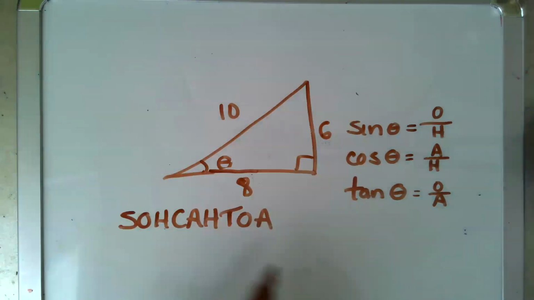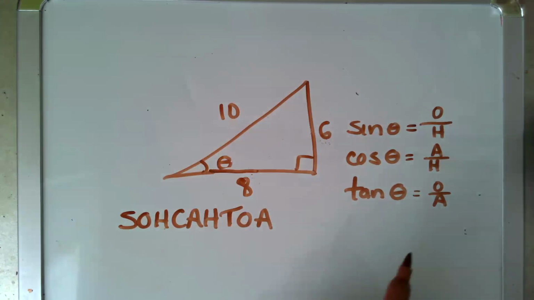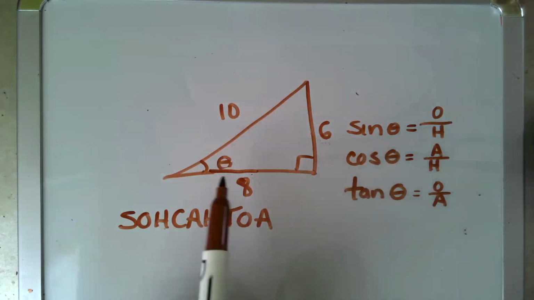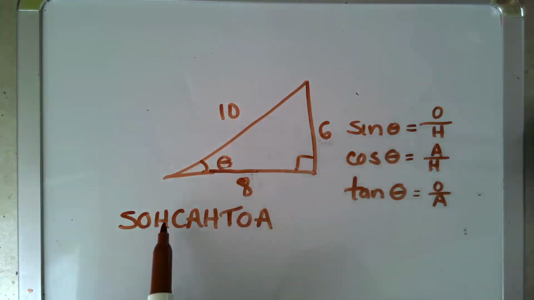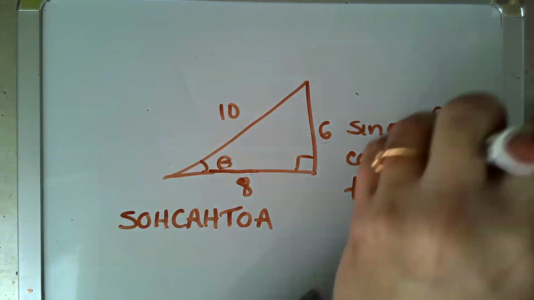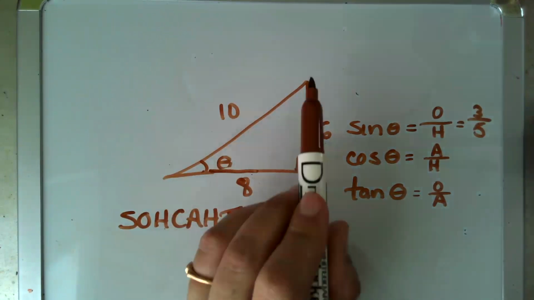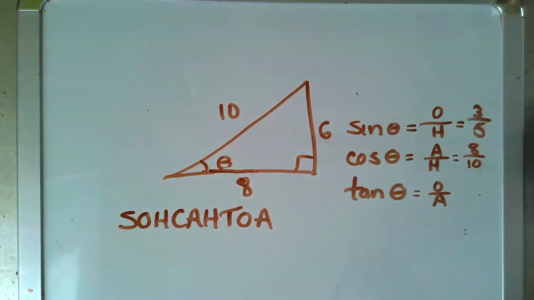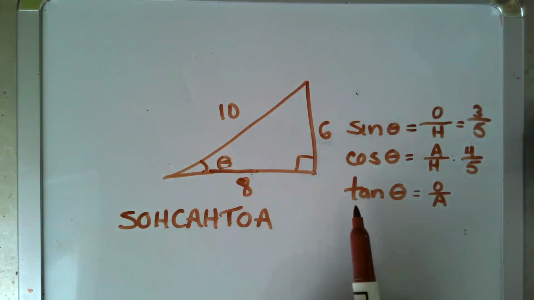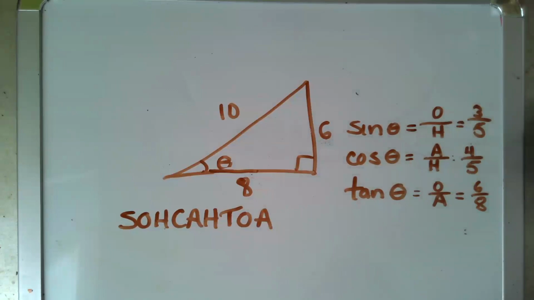So let's say I tell you that this right triangle is a 6, 8, 10 right triangle. Then if I want to find the sine of theta, here's my theta, opposite over hypotenuse, 6 over 10, which reduces to 3 over 5. If I want the cosine of theta, that is the adjacent over hypotenuse, 8 over 10, which reduces to 4 over 5. And my tangent of theta, opposite over adjacent, 6 over 8, which reduces to 3 over 4.